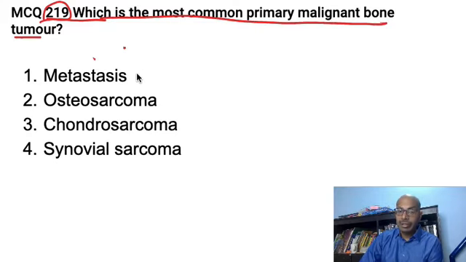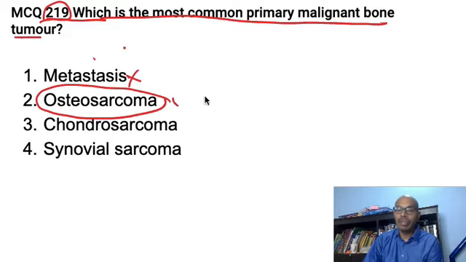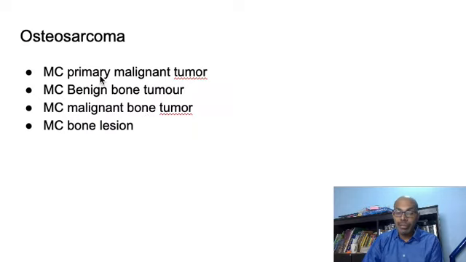So metastasis is the most common tumor in the bone, but however it is not a primary malignancy. It is from some other tissue like the prostate or the breast and etc. So therefore metastasis is not the primary malignant bone tumor. Among osteosarcoma, chondrosarcoma and synovial sarcoma, osteosarcoma, all of us know, is the most common primary malignant bone tumor. So this you must all remember very well.